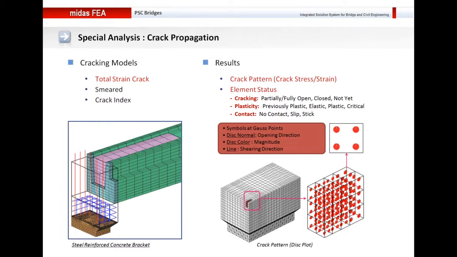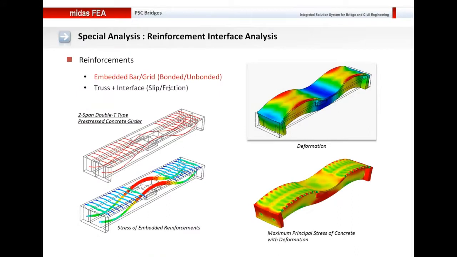You can model the cracked material in Midas FEA, and we have the total strain crack model available in Midas FEA that can be used to study the crack propagation in an element. And here is how you can obtain the results for cracking. You can also perform reinforcement interface analysis in Midas FEA. You can define the interface material for the reinforcement, and you can see what the slip is, or what the friction is, and how they are interacting. You can obtain that from Midas FEA.